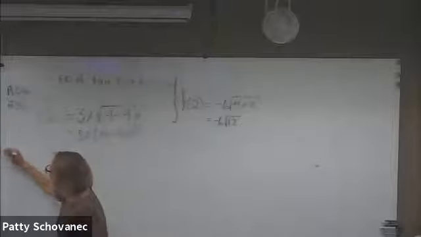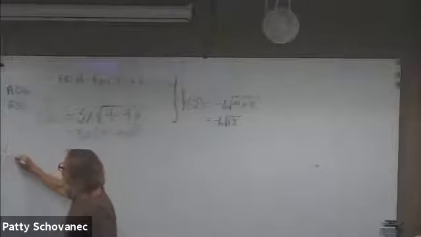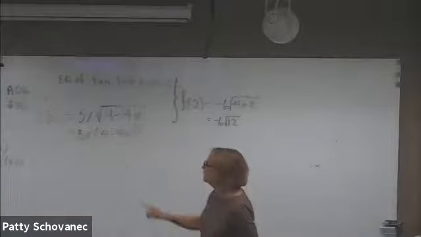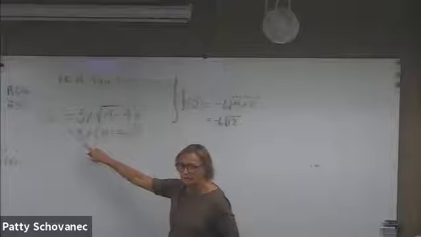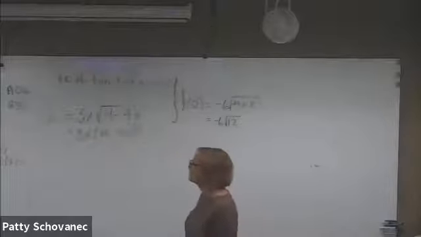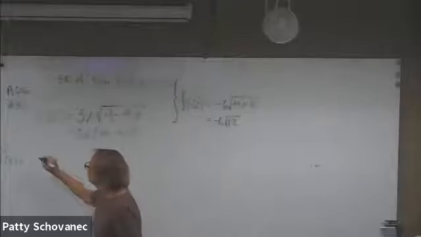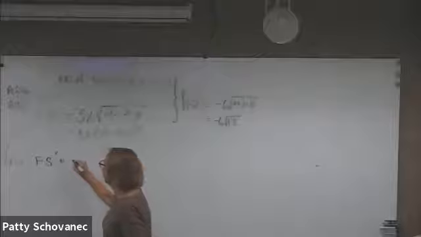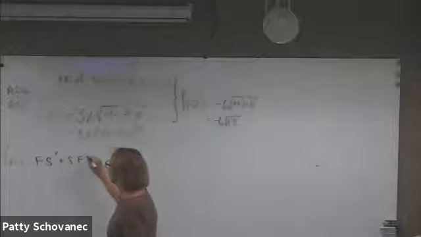And how did you take the derivative? Product rule, but here we do the power rule. All right, so let's do that. Product rule: first times the derivative of the second plus the second times the derivative of the first.